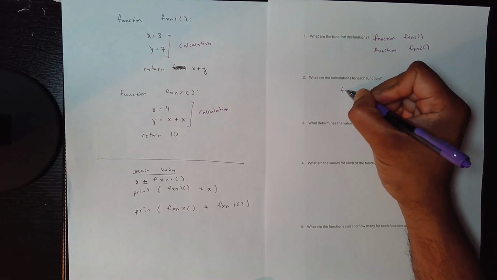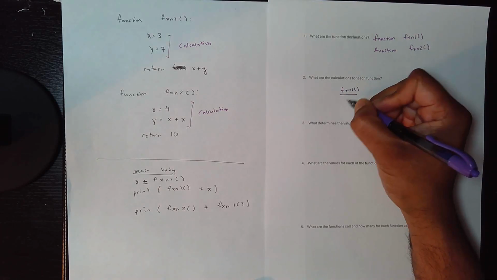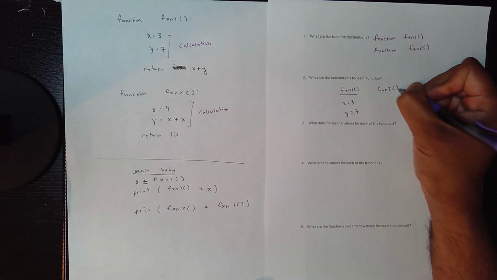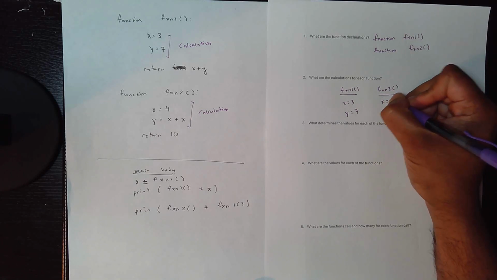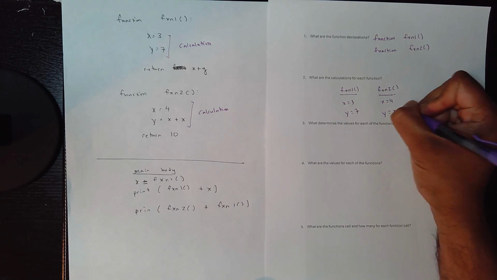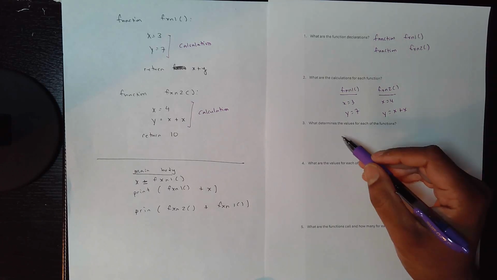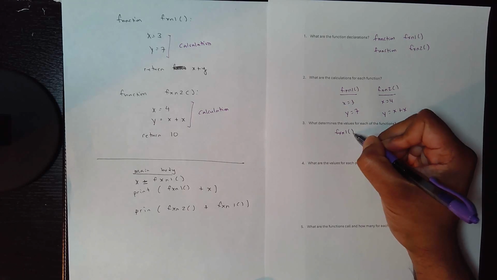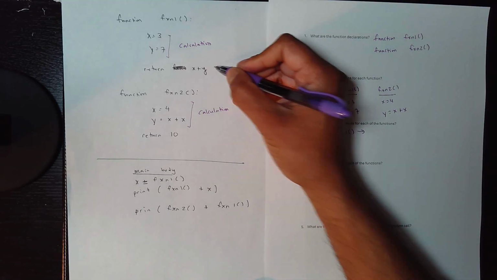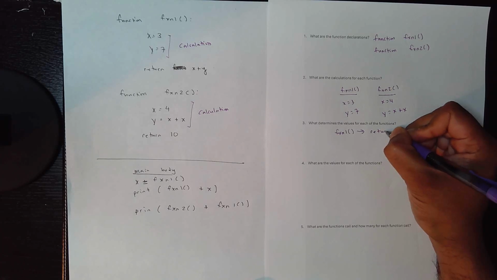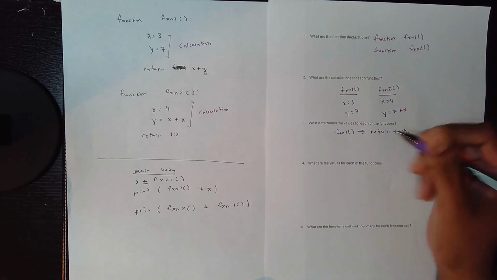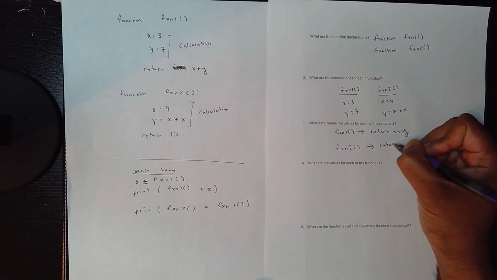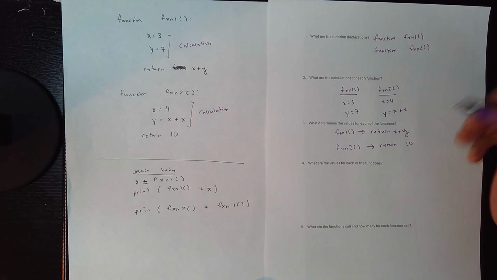So now our function 1 calculation is x equals 3, y equals 7. Function 2 calculations are x equals 4, y is equal to x plus x, right? This is pretty clear. What determines the value? So for function 1, what's determining our value is our return statement. So our returning x plus y. In our function 2 value, our return statement is 10. These are our two values, right?